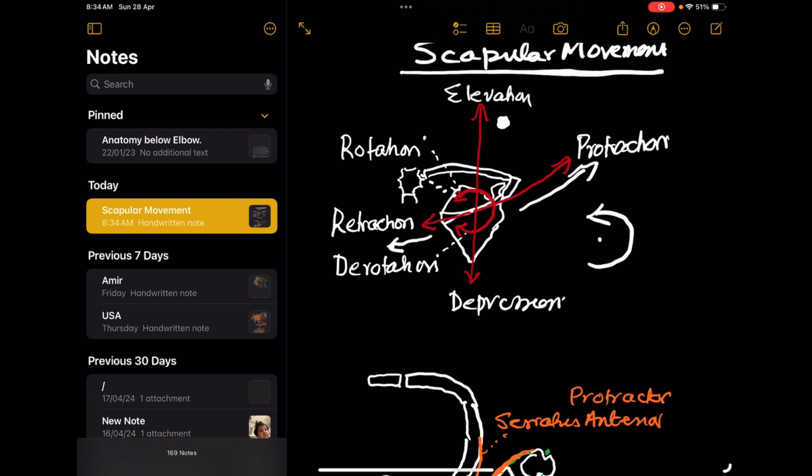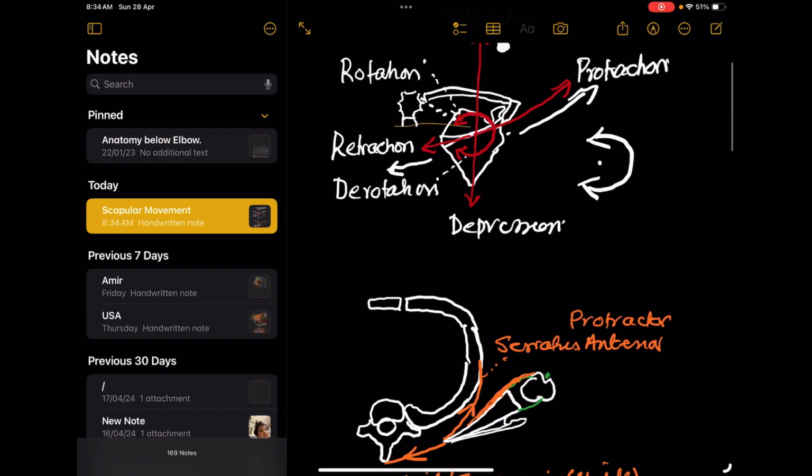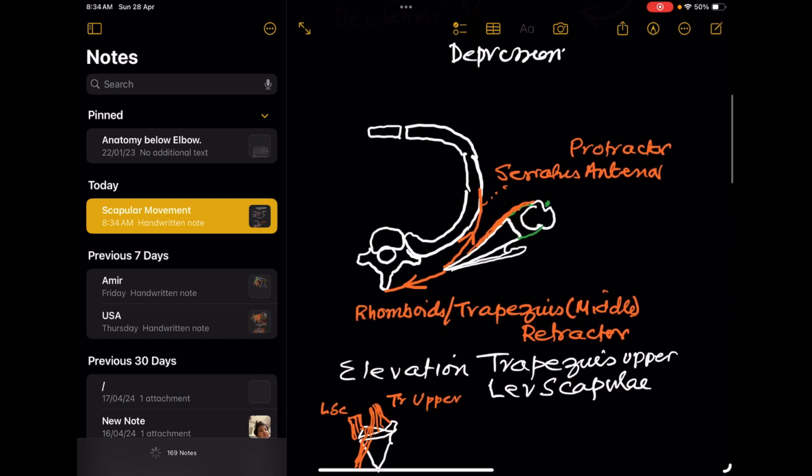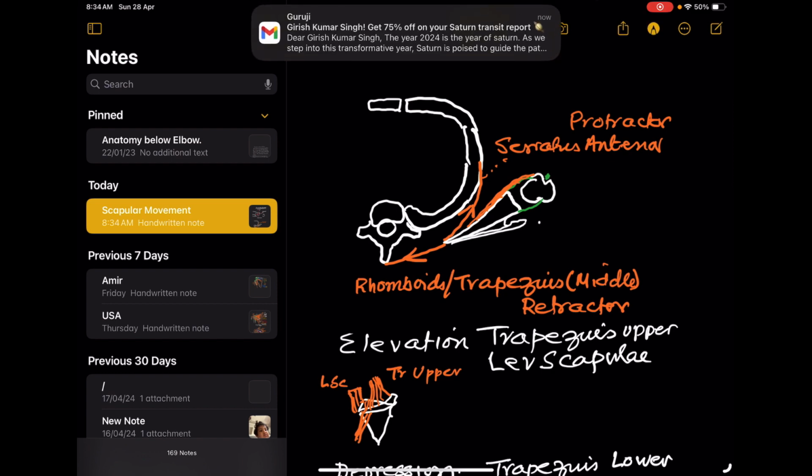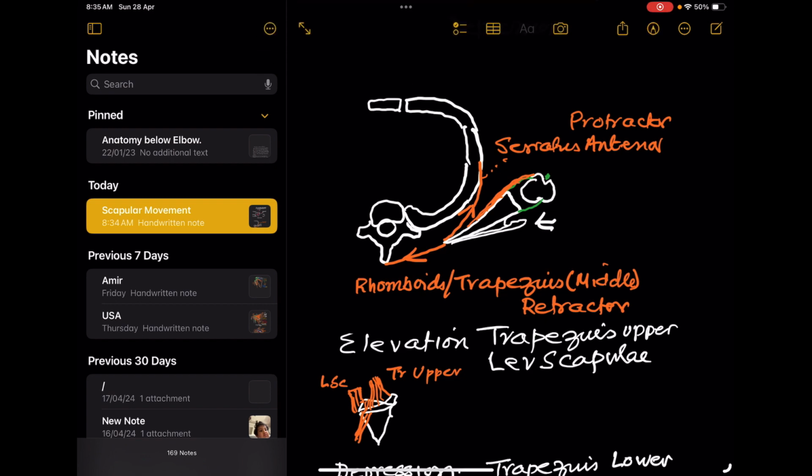So on that axis, this is external rotation, and the glenoid will start pointing up, and the opposite of that is derotation. So elevation, depression, protraction, retraction, external rotation, derotation. So protraction first. You are seeing the scapula from above, and the serratus anterior arising from the medial border of the scapula and attached to the rib pulls the scapula forward over the chest wall, and this movement is protraction.